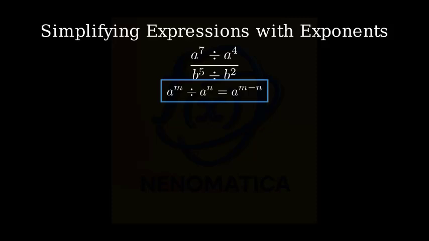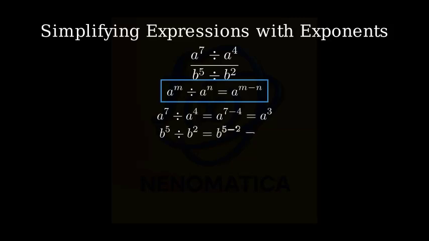That is, a to the power of m divided by a to the power of n equals a to the power of m minus n. Let's apply this rule to our expression. In the numerator, we have a to the power of 7 divided by a to the power of 4. Using our rule, this simplifies to a to the power of 7 minus 4, which equals a cubed.